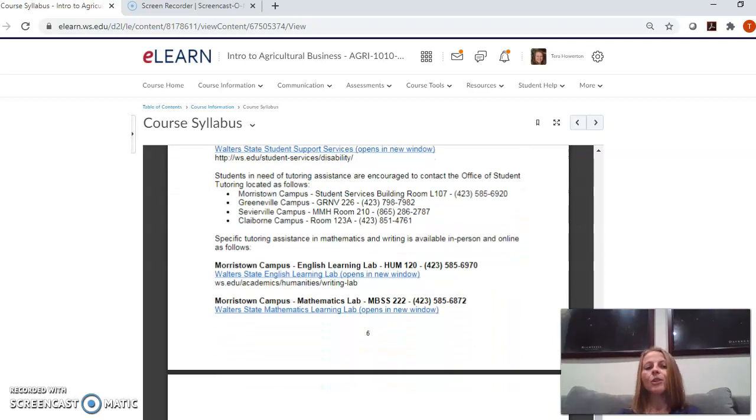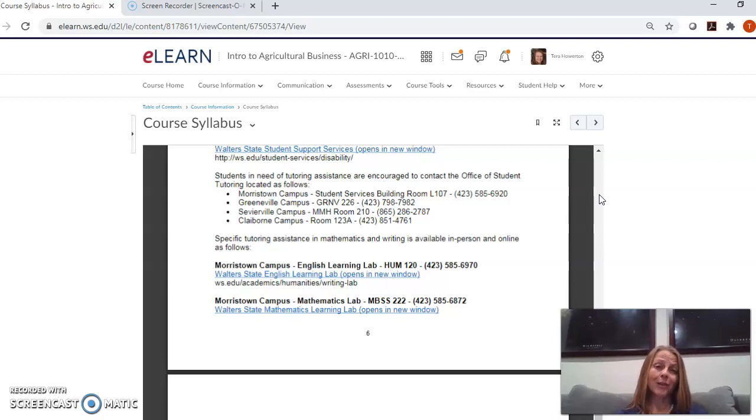One of those is the English Learning Lab. If you have papers due for your comp class, you can go to the Learning Lab and they will assist you in writing those papers. We also have a math lab for those of you enrolled in a math class this semester. Beyond that, we also have a counseling and testing service. If you need to speak with a counselor, you can do so. It's a confidential service provided by Walters State.